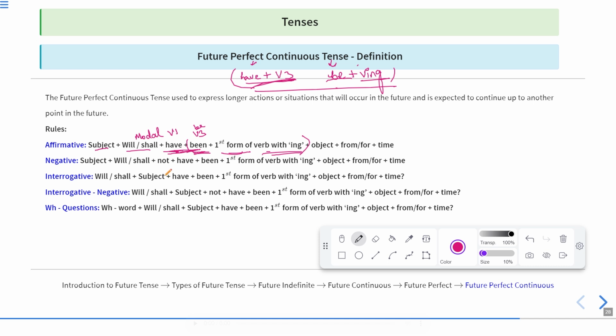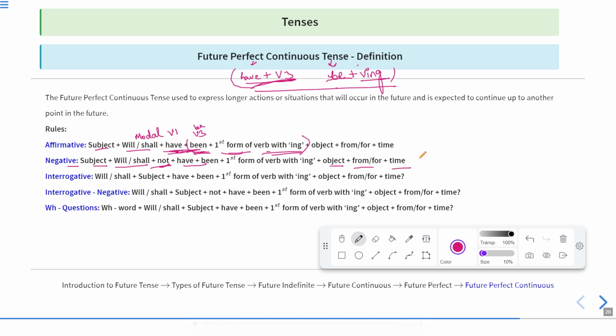Okay. Now let us see the negative rule of the sentence: subject, then will and shall, then not, then have been. Now remember one thing always: this not will be placed just after the modals, that is will and shall. You cannot use this word not after the word have in the sentence. Okay, I can say I shall not have been doing that. Okay, I cannot say I shall have not been. Okay, that will be incorrect. So then object, then from or for, then time.